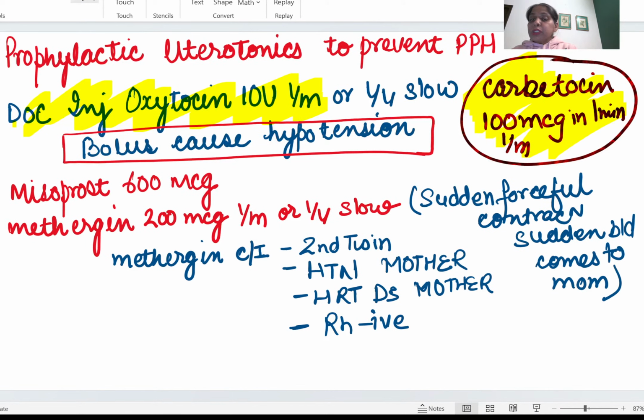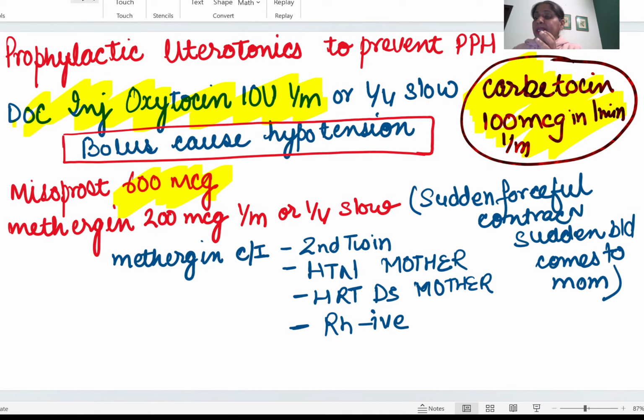The misoprostol dose which can be used in case oxytocin is not available is 600 microgram. For methergine, a single injection is 200 microgram IM or IV slow. Methergine is contraindicated in some cases. What does methergine do? It gives a very forceful uterine contraction. It contracts the myometrium of the uterus, very sudden and very forceful.